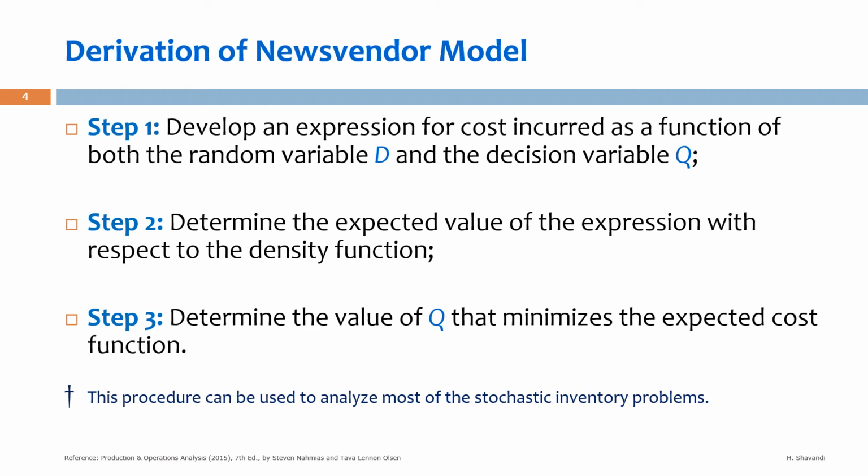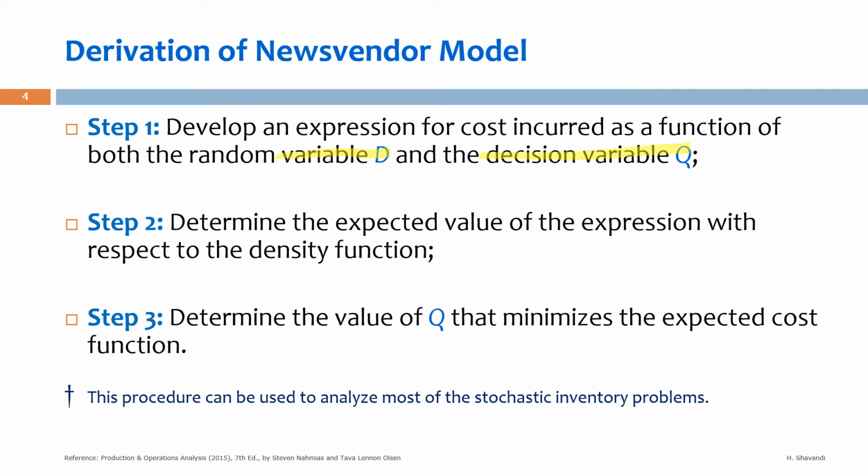At first, in the first step, we need to formulate the cost function in terms of the random variable demand, and also our decision variable Q.